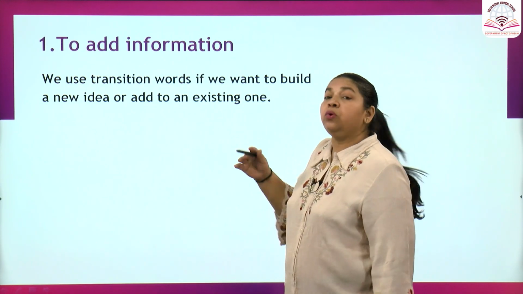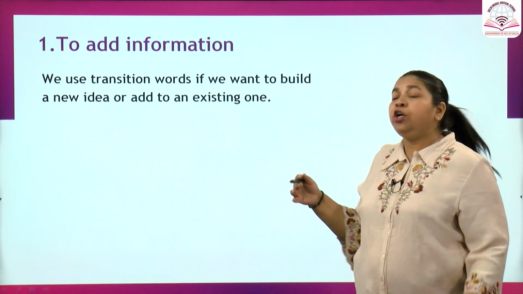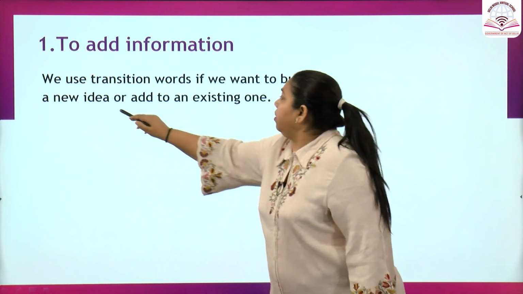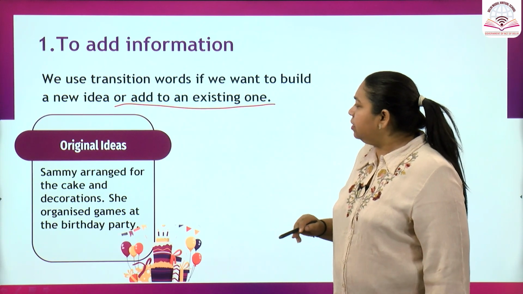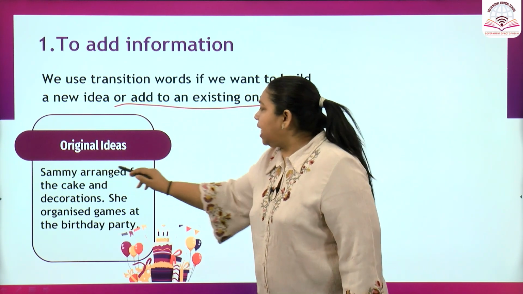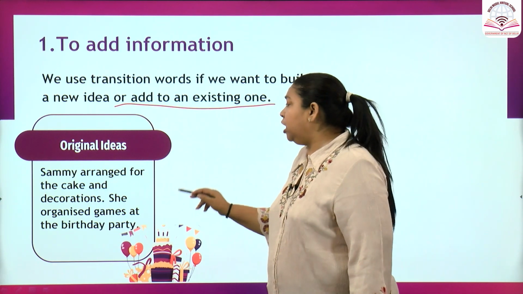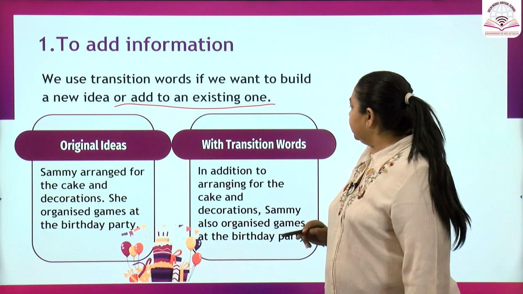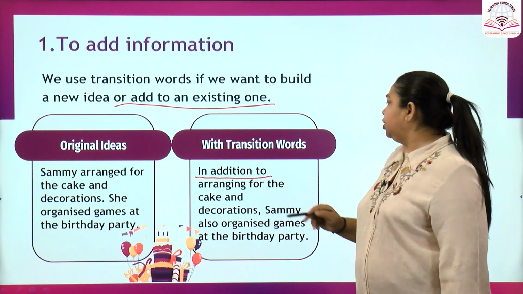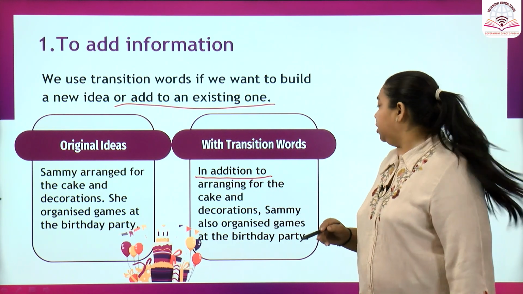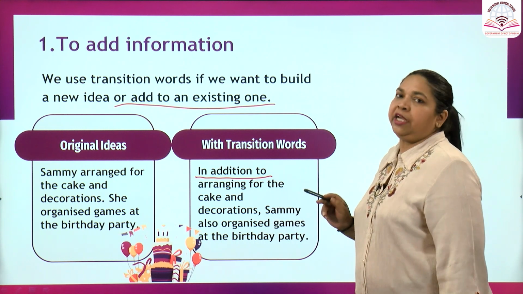The first one is to add information. When we are adding, we use transition words if we want to build a new idea or add to an existing one. Let's look at an example. Original idea is, Sammy arranged for the cake and decorations. She organized games at the party. Now let's see. With transition word, it will be, in addition to arranging for the cake and decorations, Sammy also organized games at the birthday party.